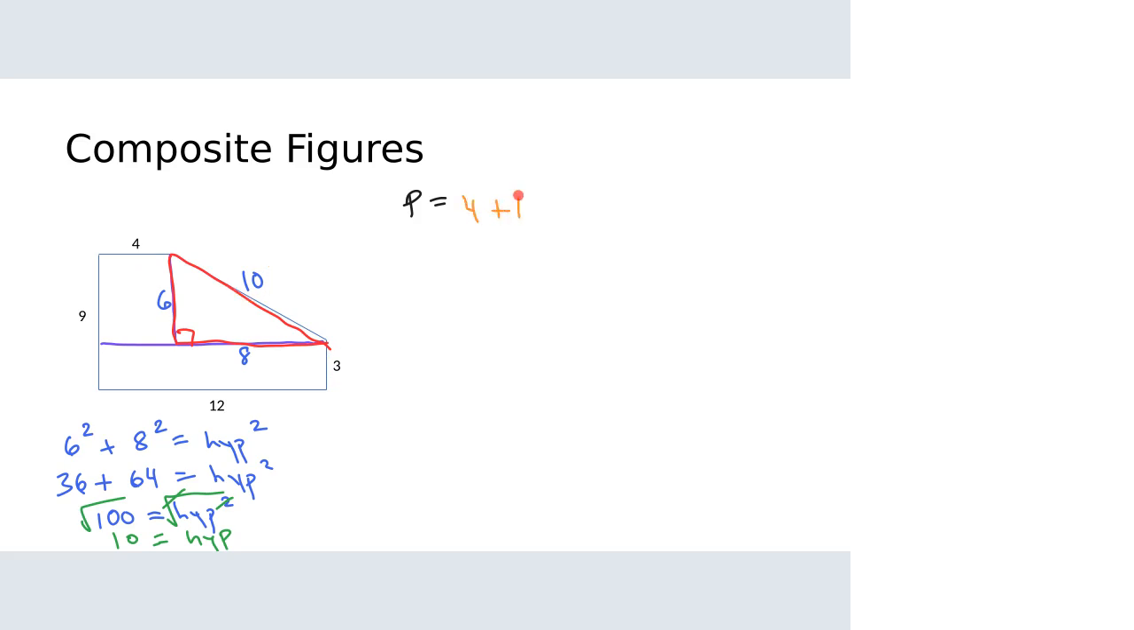So 4 plus 10 plus 3 plus 12 plus 9. We'll add those up and get the perimeter. 4 plus 10 plus 3 plus 12 plus 9 is 38. So the perimeter of this particular shape is 38. Let me know if you have questions on that. Up next, we're going to find the area of this figure.